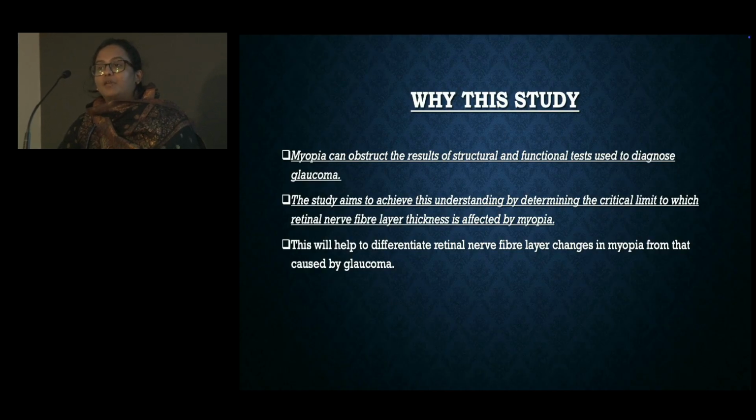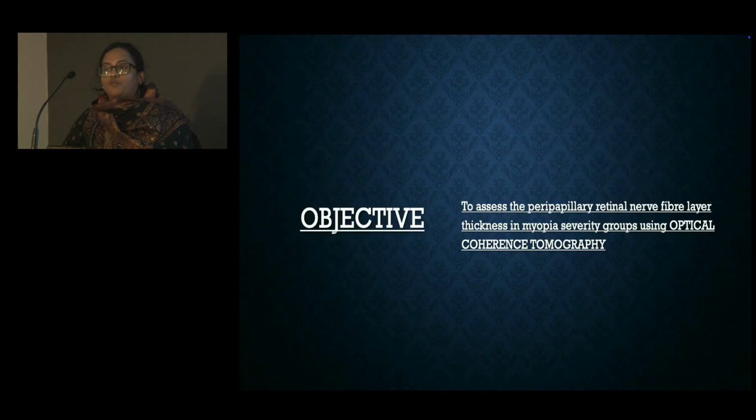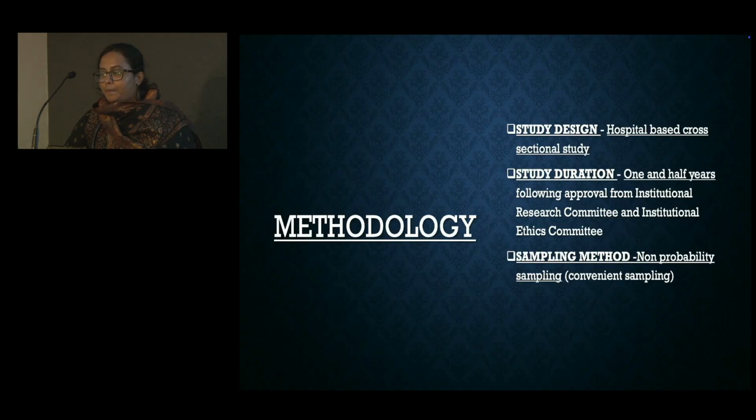So this study aims to achieve this understanding by determining the critical limit to which retinal nerve fiber layer thickness is affected by myopia, and this will help to differentiate the retinal nerve fiber layer changes in myopia from those caused by glaucoma. The objective of my study is to assess the peripapillary retinal nerve fiber layer thickness in myopia severity groups using OCT. Methodology: the study design is a hospital-based cross-sectional study.